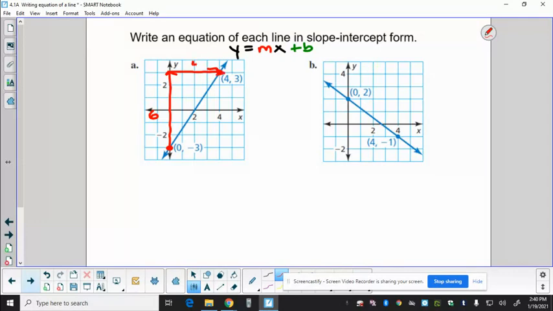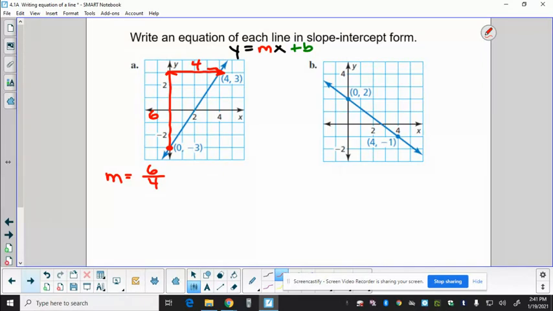The run is 4. So first thing I'm going to do is write that as a calculation. Rise goes on the top, run goes on the bottom. Now, both those movements are positive movements. Can we reduce that fraction? We can. Divide both those numbers by 2. So your slope is actually 3/2.